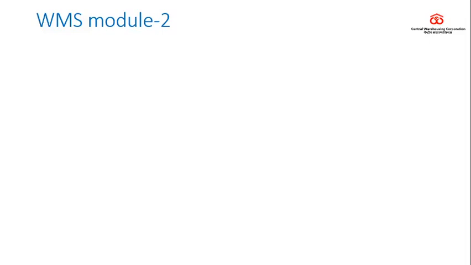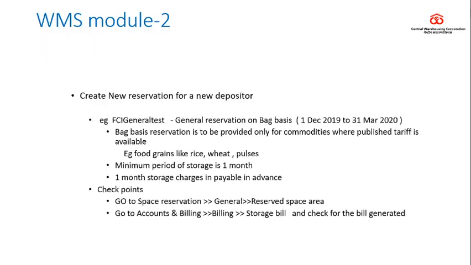So we are going to now talk about the next part of the reservation module, which is how to do a space reservation for a general reservation depositor. For this example, we have taken the depositor name as FCI General Test. We are going to do a general reservation on bag basis. The reservation period will be from 1st December to 31st March 2020.